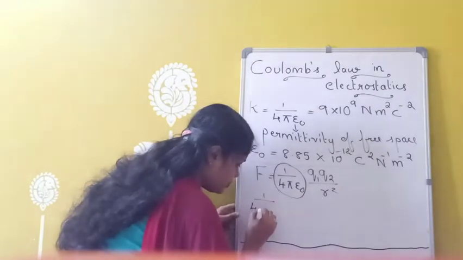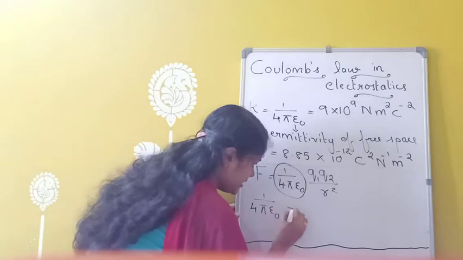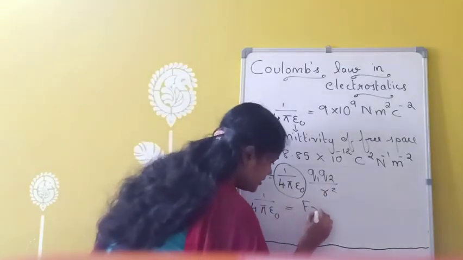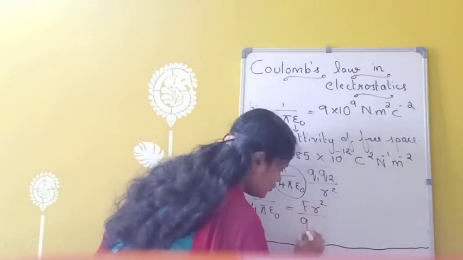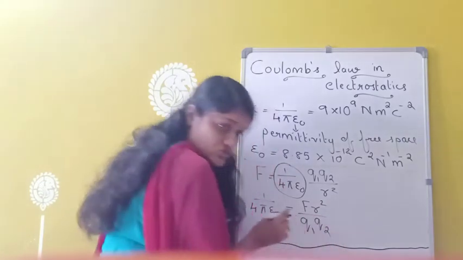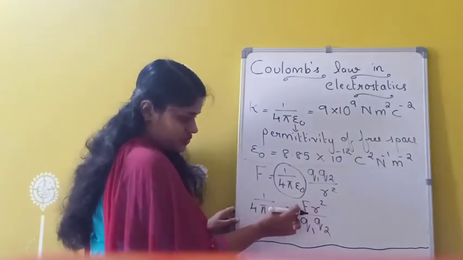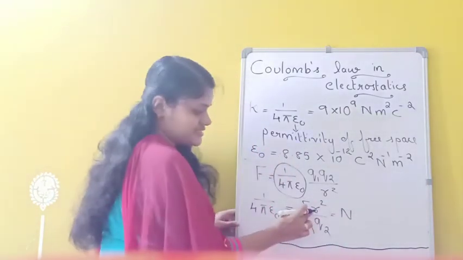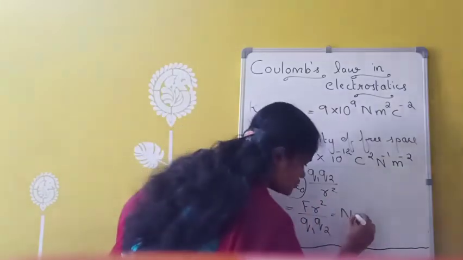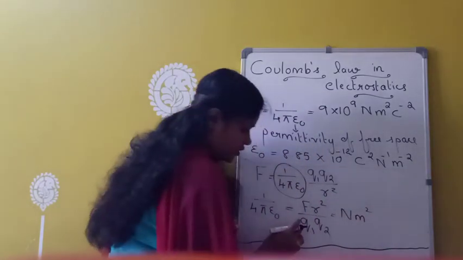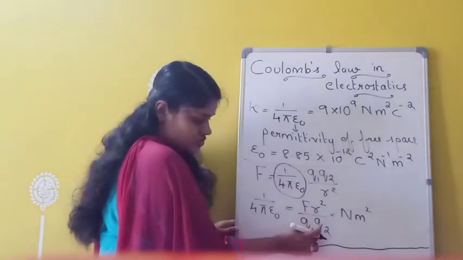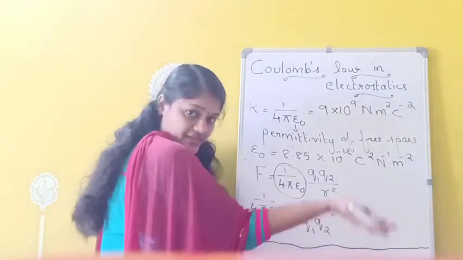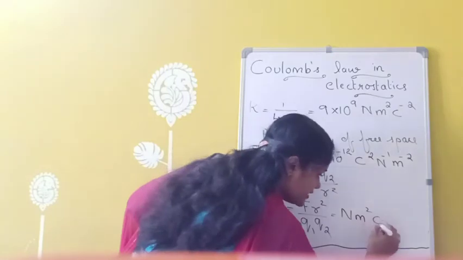So 1 by 4 pi epsilon 0 equals, cross multiplying, F into R square divided by Q1 Q2. So I am taking the unit of each term. Unit of force is Newton. Unit of distance is meter, so distance square means meter square. Then unit of charge is coulomb, so coulomb into coulomb is coulomb square. It comes to the denominator. So when I am taking the numerator, it becomes coulomb raised to minus 2.